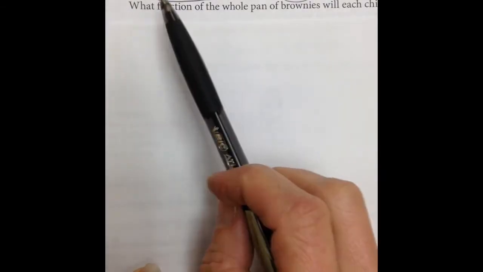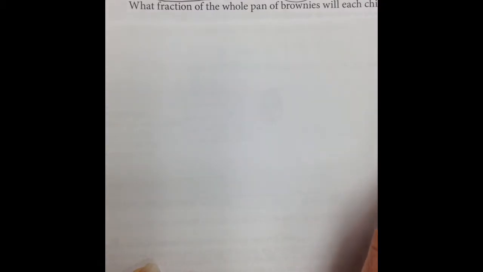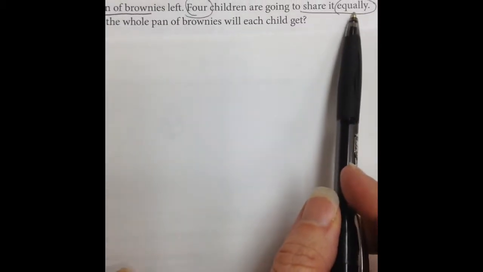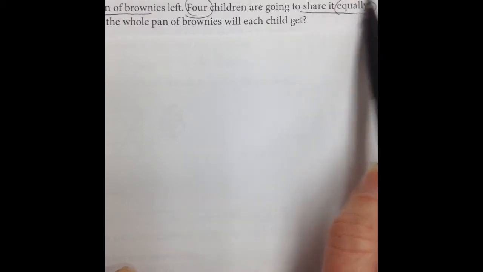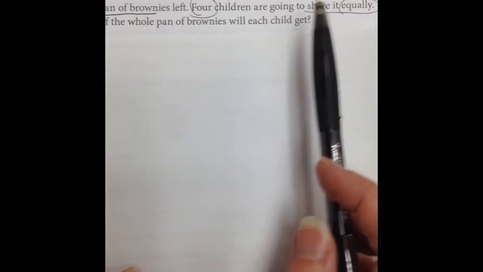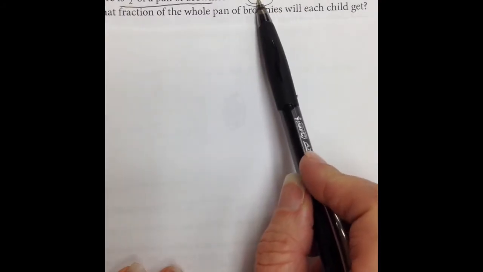Question number 7, there is half a pan of brownies left, and 4 children are going to share it equally. The word equally tells me that they're sharing it equally. It's a sharing problem, so you're going to divide. So I have to divide up my half a pan of brownies between 4 children.